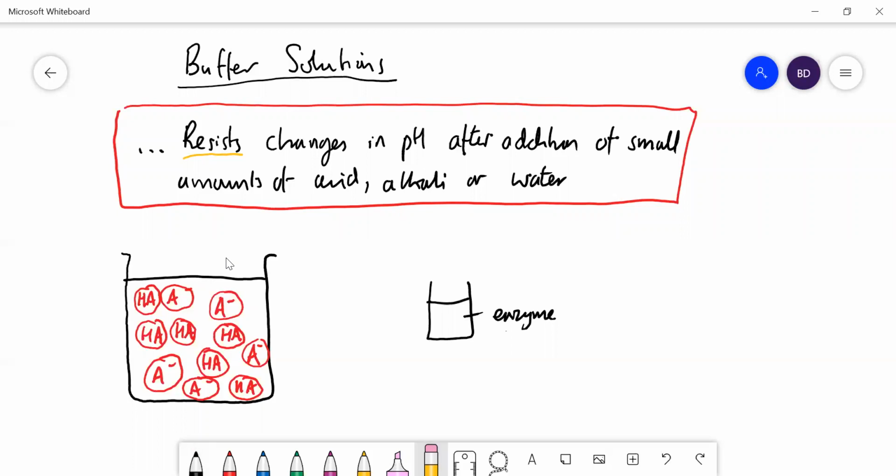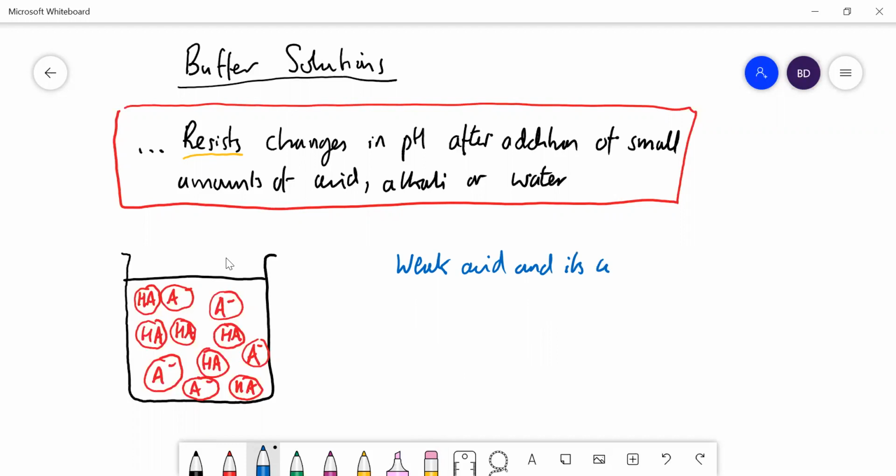Now, what is a buffer solution? A buffer solution is a mixture of a weak acid and its conjugate base. So in other words, it's going to be HA and A minus. Of course, you can't get a bottle of A minus. It comes with a positive ion, so it's usually the sodium salt. So some people might say it's a mixture of weak acid and its salt, which is the same thing as saying its conjugate base.